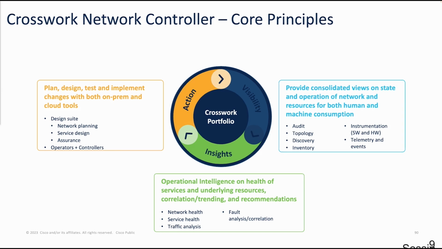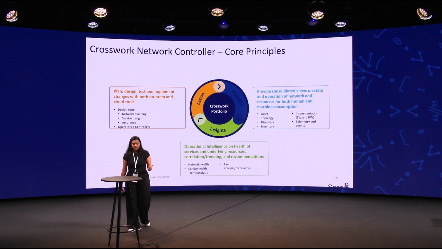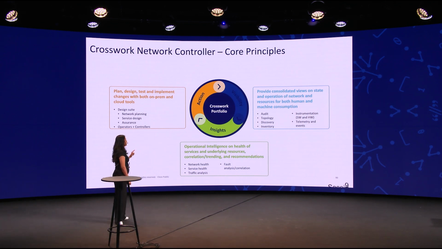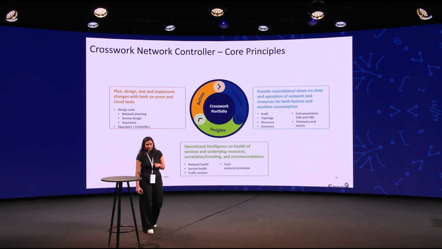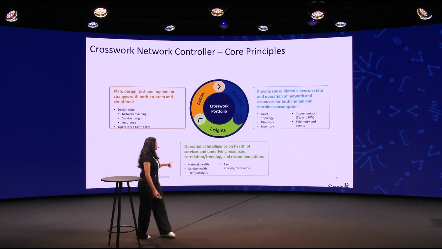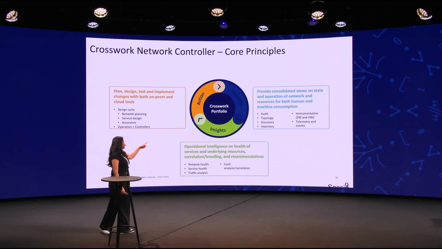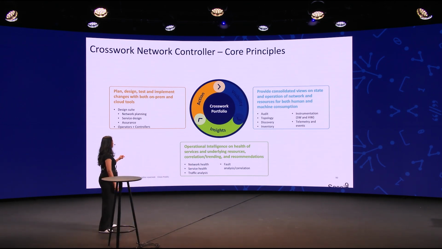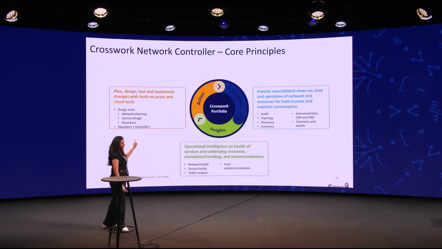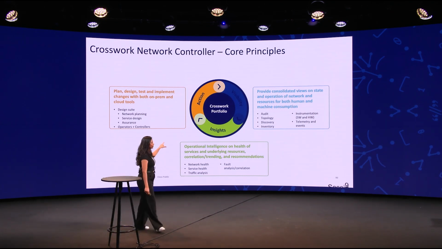So we bring in a lot of capabilities around audit, around topology, around discovery. And a lot of this is automatic, real-time, and in a closed-loop fashion, which is very exciting. I'm going to talk about that next. We also bring in a lot of insights. So you see what's happening in your network. You know what's happening in your network. Why is it happening? How can I change my network to prevent this?